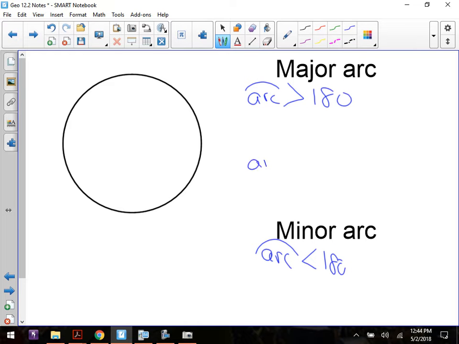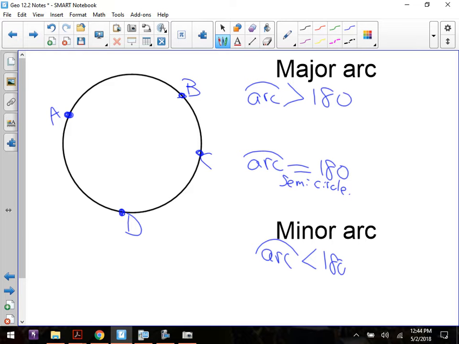What happens if an arc equals 180? What's that called? It's called a semicircle. I wanted to make sure we saw this because in this section and the preceding sections, you're going to have the language, the lettering, the lingo, and you have to understand the differences.